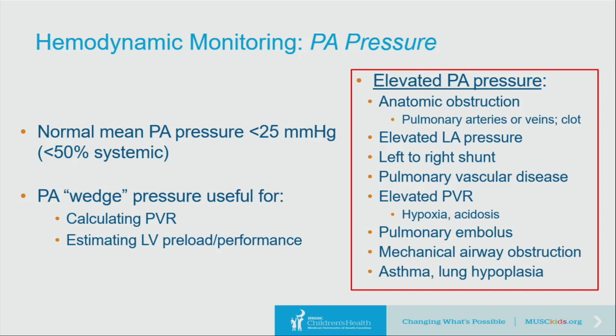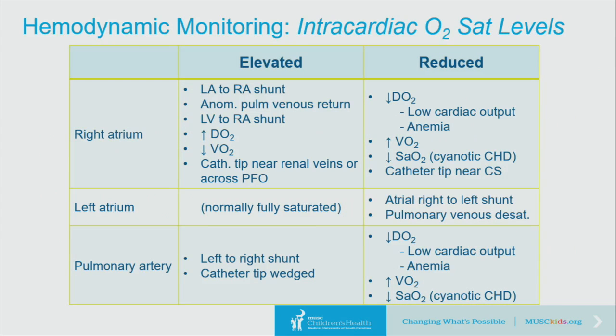differentials listed here again: anatomic obstruction of the pulmonary arteries or veins. Don't forget about the pulmonary veins if you've got a problem with elevated PA pressures. If your left atrial pressure is elevated for all the reasons we just discussed, that's obviously going to also elevate your pulmonary artery pressure. An important residual left to right shunt will do it. Pulmonary vascular disease or elevated PVR. Rarely in children, a pulmonary embolus can be the underlying problem, and some potential respiratory issues as well can contribute to elevated pulmonary artery pressures.